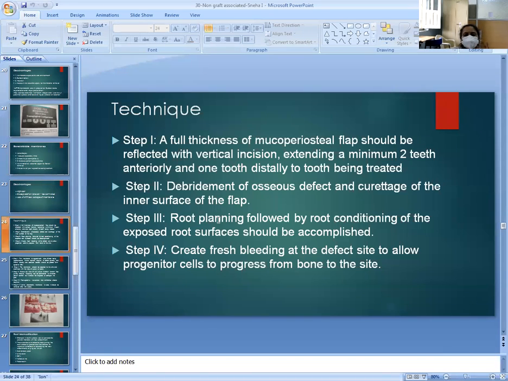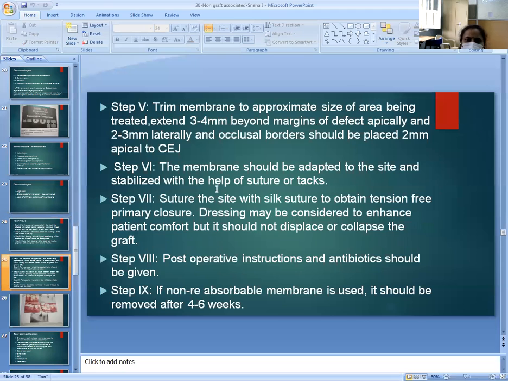Then create fresh bleeding at the defect site and allow the progenitor cells to progress from bone to the site. Then a membrane should be trimmed in that area and then placed properly, and it should be adapted.